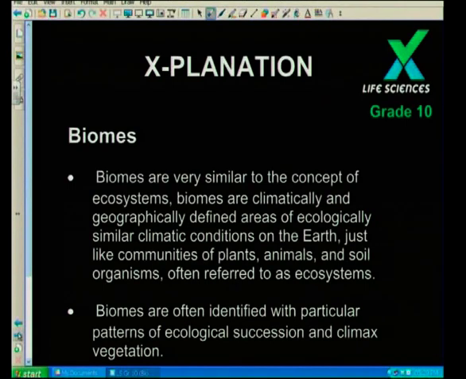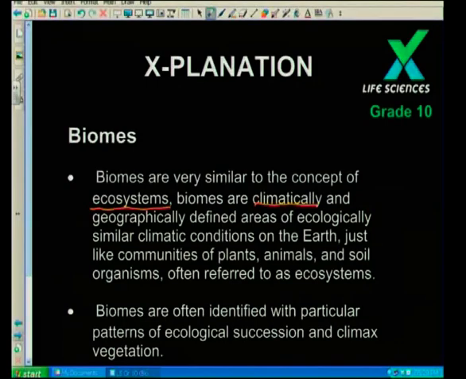A biome is very similar to the concept of an ecosystem. Inside that biome, we have climate. Climate is the most important thing about a biome. What determines the climate of an area is the rainfall, the amount of rain, and the temperature, whether it's cold or hot.